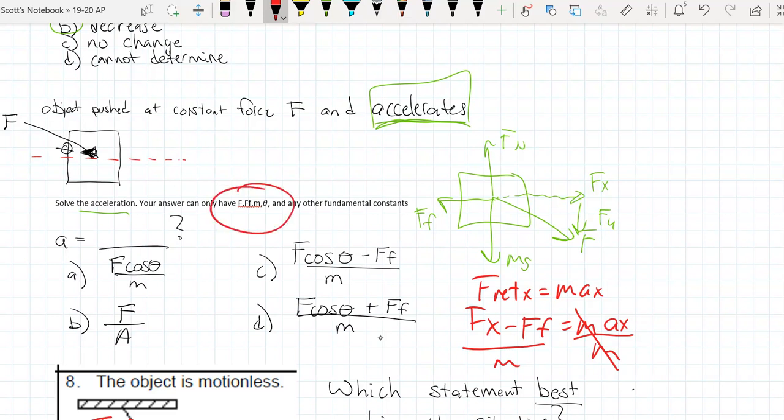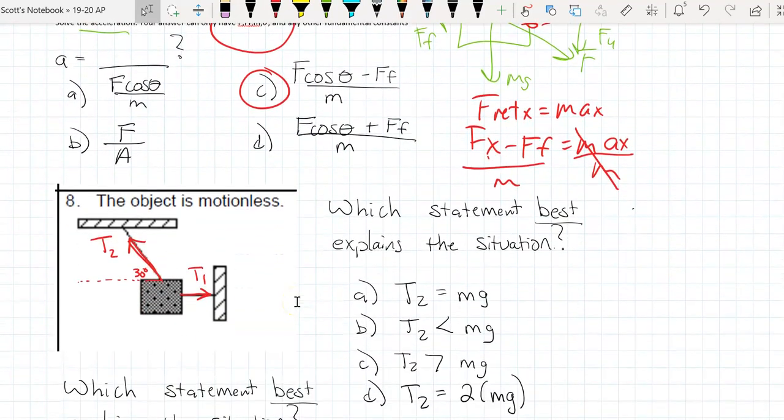Well, I have to have these variables. So I had to go a step farther and break down f of x using trig. From this angle, that f of x is the adjacent piece, so it must be cosine theta. But again, as you can see, it definitely is force in the x minus force of friction. There's only one answer with that, so it must be C.